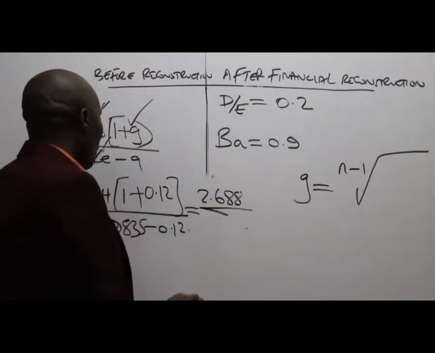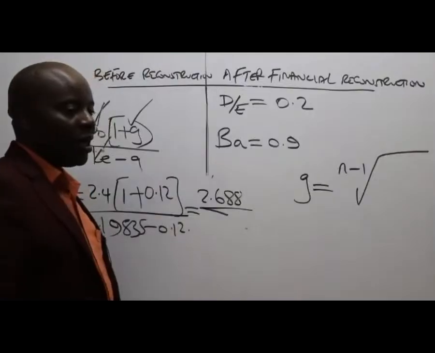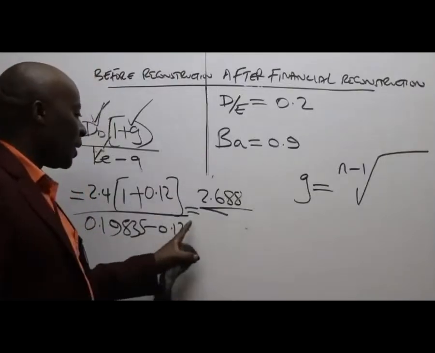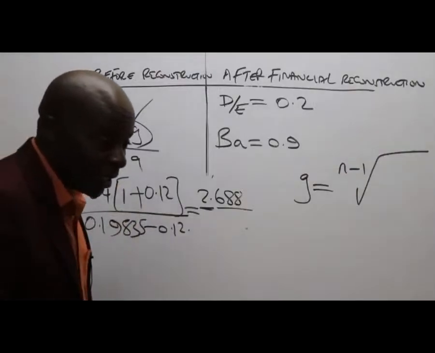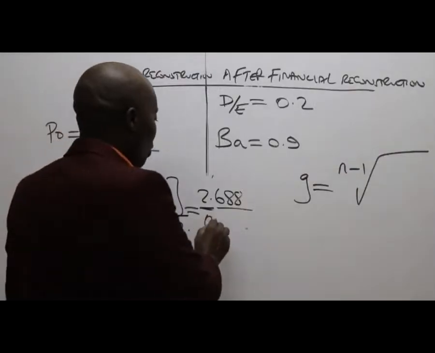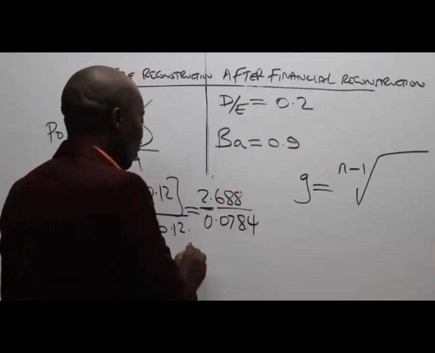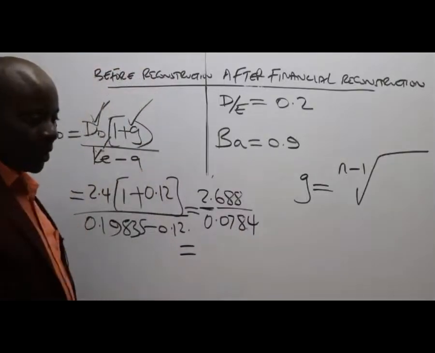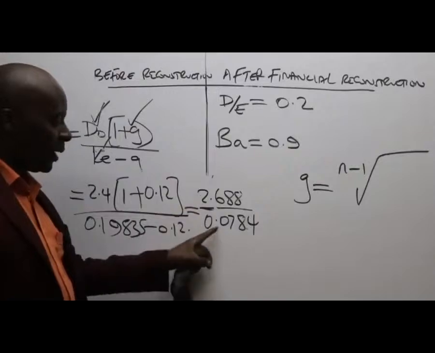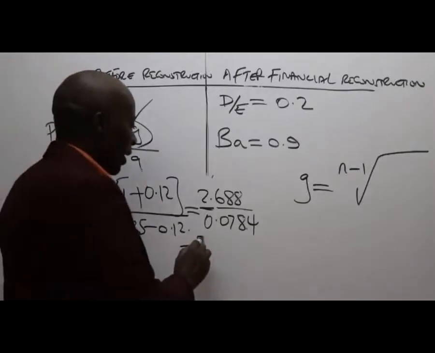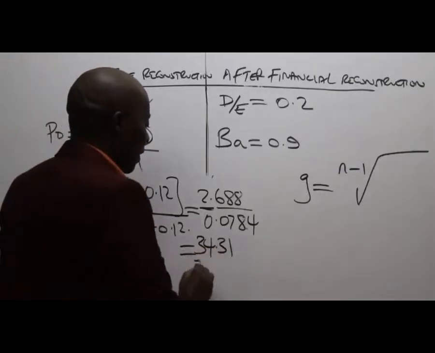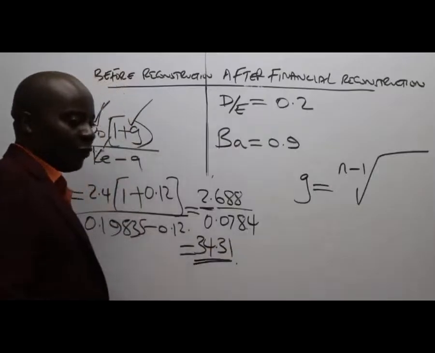2.688 all over the denominator. Please take this minus this and give me a figure to write here. 0.0784, like that. Then what is the quotient? This divided by this? 34.31. So this is the market price of a share, 34.31.